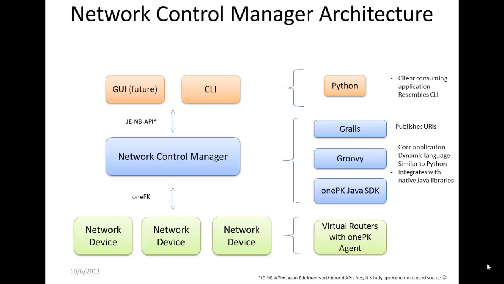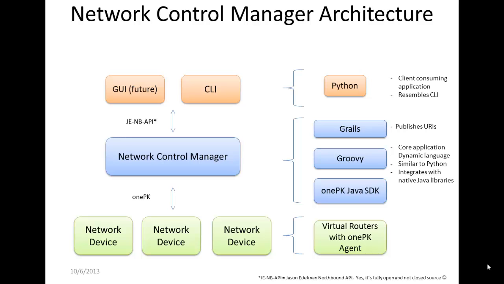The Network Control Manager is primarily written in the Groovy programming language, which is a very dynamic language. It's based on Java, and the nice thing there is it allows us to use native Java libraries. So I'm using the native onePK Java SDK from Cisco throughout this application. And the overall framework used here is based on Grails, and Grails just makes it very easy to publish northbound APIs.